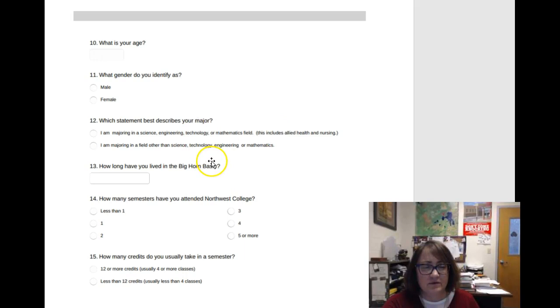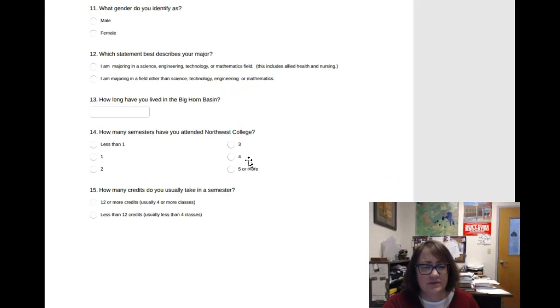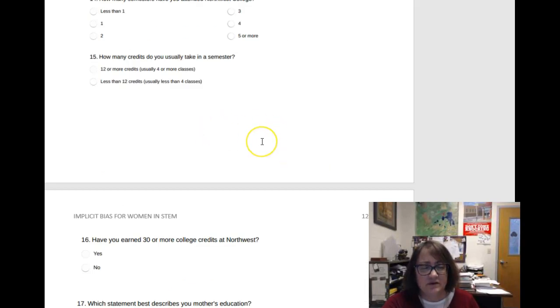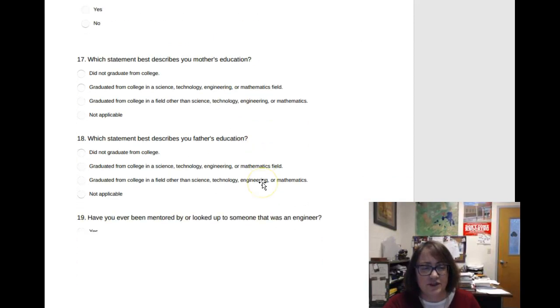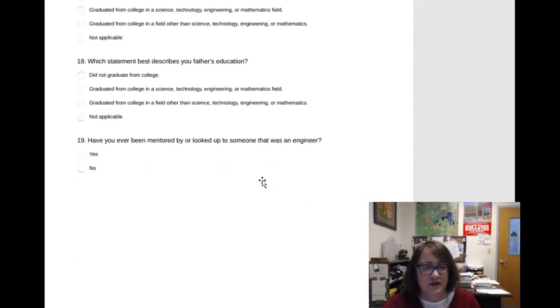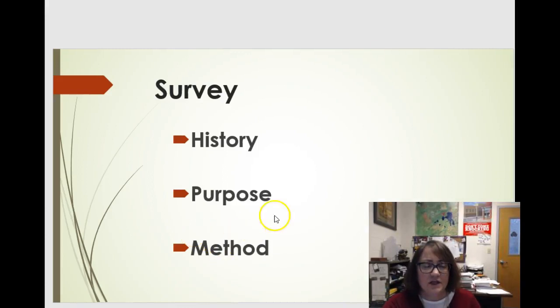And then we asked about the statement which best describes your major, how long you live in the Bighorn Basin, and then if there are students at Northwest College, how many credits do you usually take in a semester? And some things about your family of origin, your mother's education and your father's education, and also just sort of general familiarity with the field of engineering. So our method was to generate this survey, and we distributed it first to Northwest College students. We got 106 responses.